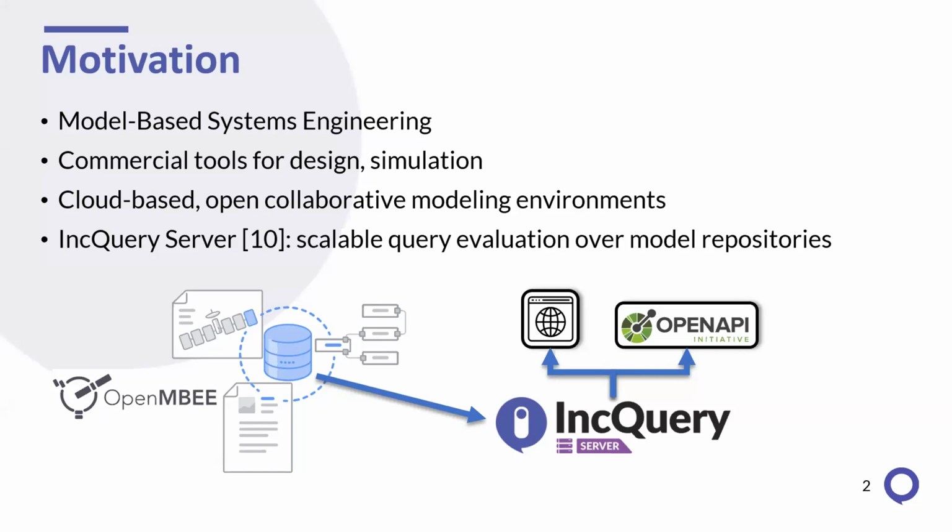OpenMBEE consists of several components which enable the collaborative work of engineering teams. One of the components is the model repository, MMS. Inquiry Server is a design analysis and review tool for checking and validating engineering models. It has a scalable query evaluation engine to analyze engineering models in MMS to find structural errors in them.